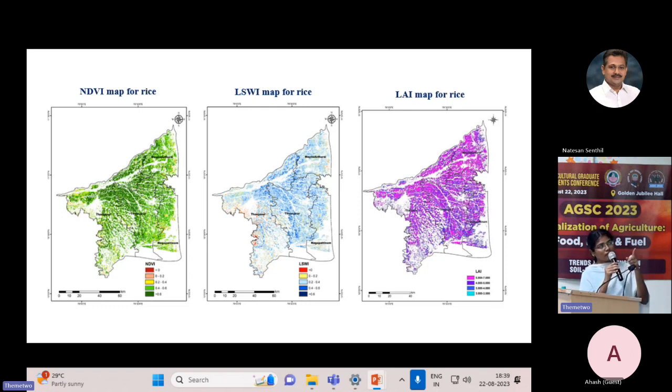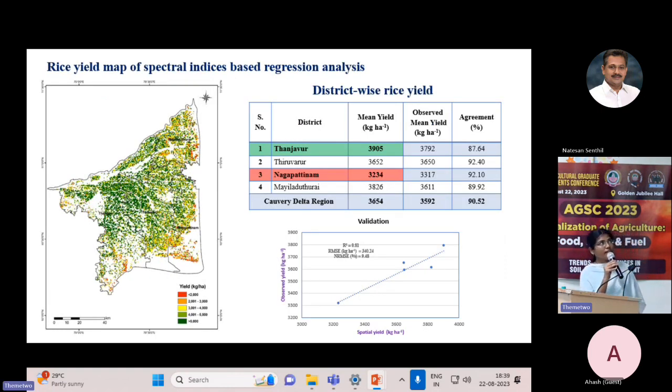While looking at the Nagapattinam district, we can see little patches where the NDVI value is less than 0.2. It may be because in that region we normally have late sown and direct seeded rice. Then for LSWI, most of the values range above 0.2. Then LAI values range between 3 and 7. Next.